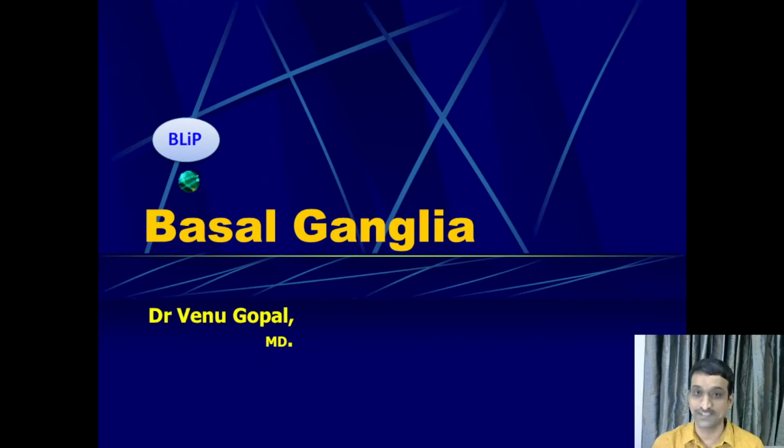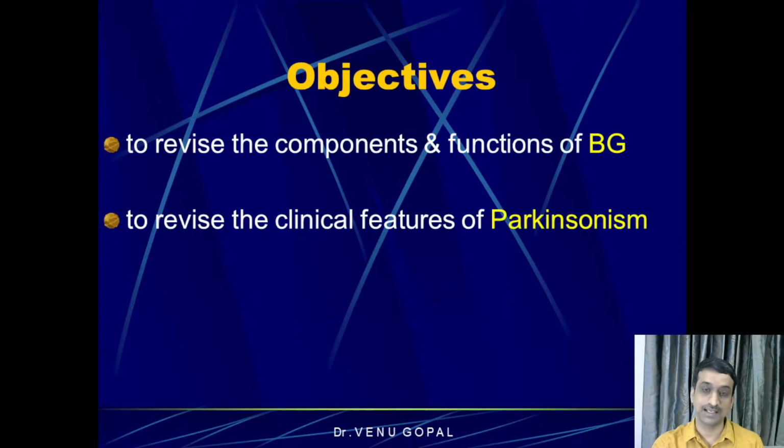Today's blip is on basal ganglia, which is an important part of the CNS in terms of motor activity. Like cerebellum, it is also an accessory motor system. So we'll revise with the following objectives: to revise the components of the basal ganglia and basic functions of basal ganglia. Then we'll revise the clinical features of Parkinsonism, which is an applied point on basal ganglia.